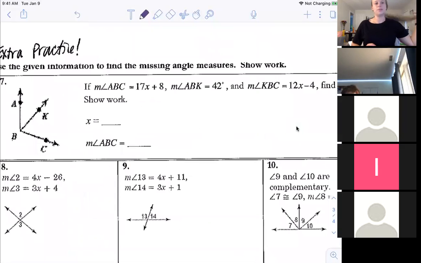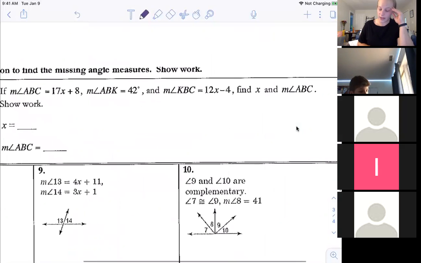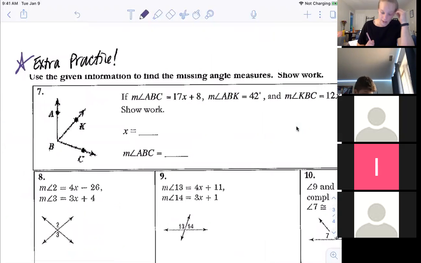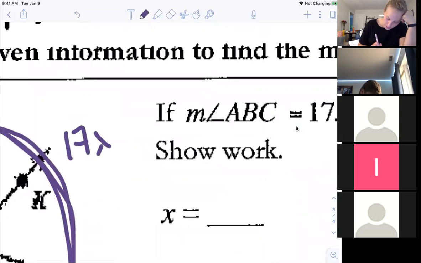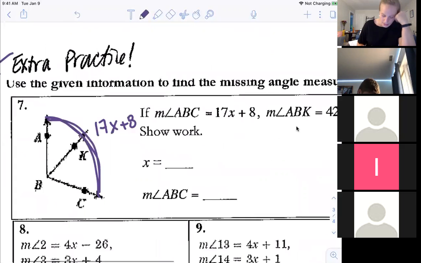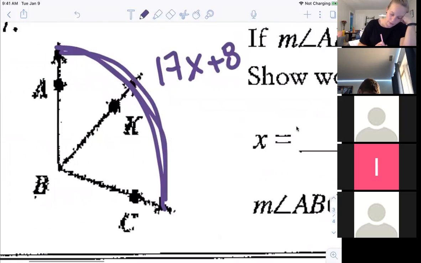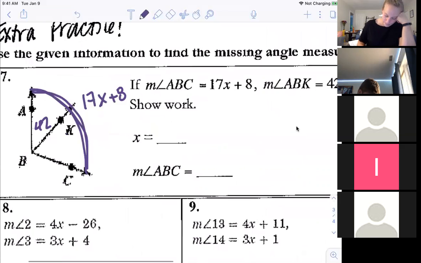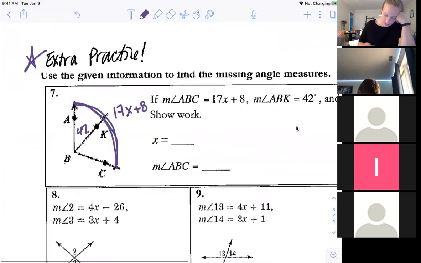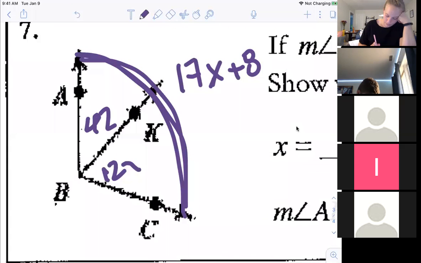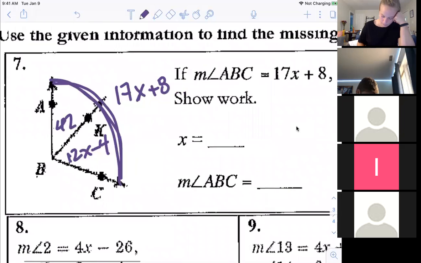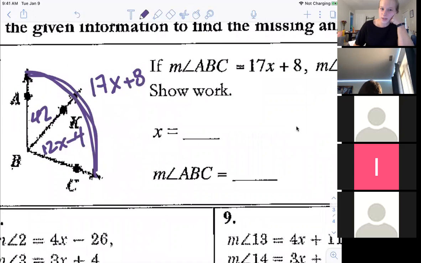It's the first one on your extra practice, and it says if ABC is 17x plus 8, and ABK is 42, and KBC is 12x minus 4, find x. Okay, let's start by labeling. ABC is all of this, so I'm going to call that 17x plus 8. ABK is 42, so I'm going to write 42 in here. And then KBC is 12x minus 4. Can someone help me write an equation to solve this?